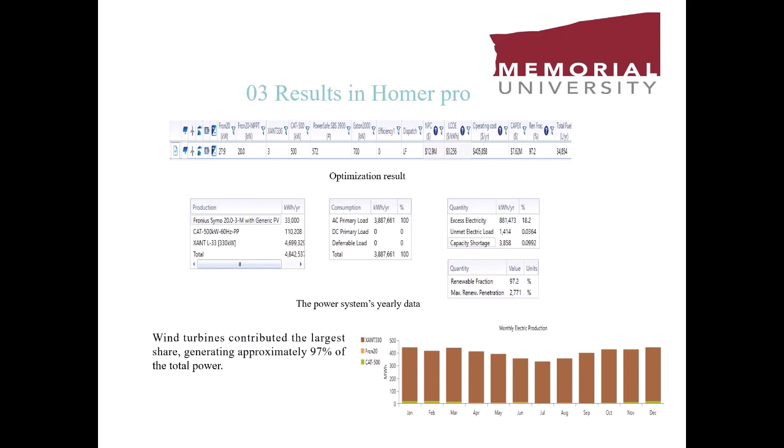So you can also see, like I said, the wind turbine generates the most part of the power, but the PV also produces around 33,000 kilowatt hours per year, and the diesel generators supply around 11,208 kilowatt hours annually. So our hybrid system fully satisfies Makkovik's demand.